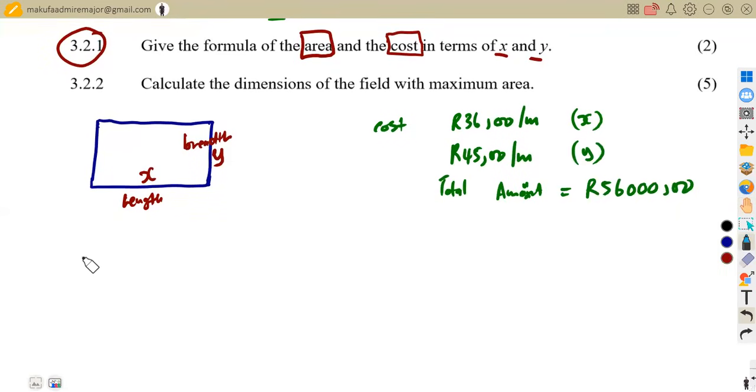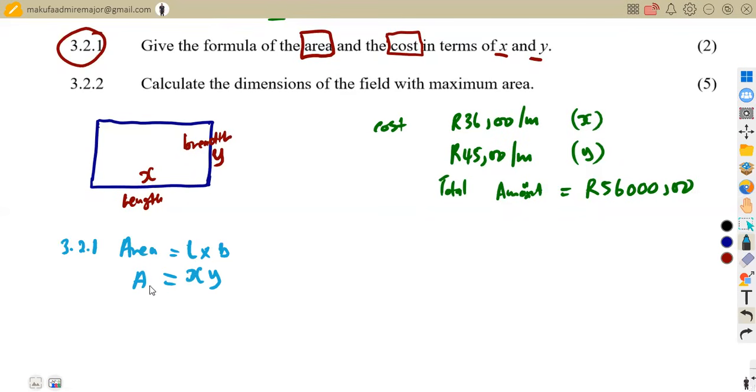So for the area, 3.21, we are going to have this as length times width. Remember, length times breadth. So that is going to be length, which is X, times our breadth, which is Y in this case. So this is going to be X times Y. That's the expression for area measured in meters. So you can just write our A is equal to XY.